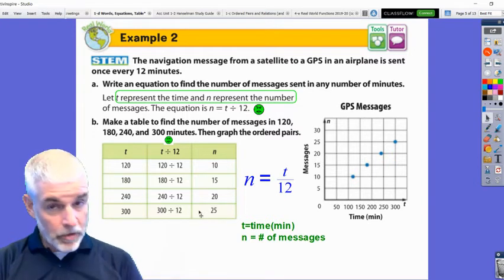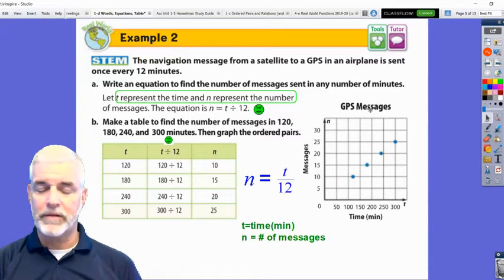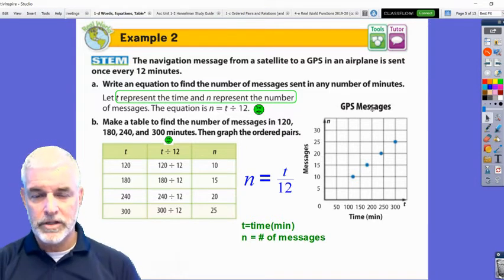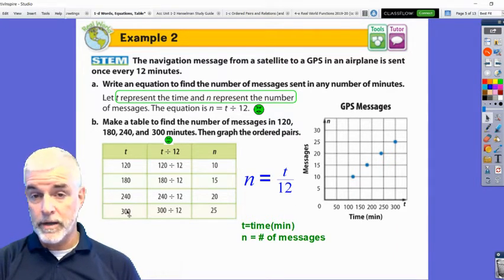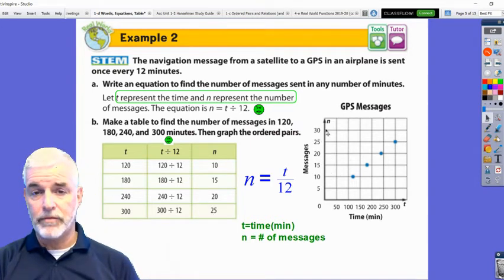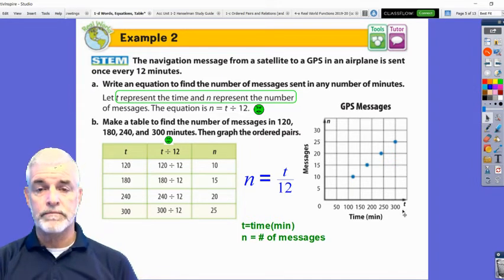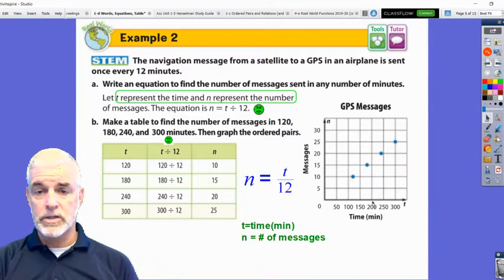So set up your graph again. Title, which they have a title on this one, so the book is very inconsistent with their title. No Mr. Yuck for the graph this time, because they have a title, GPS messages. They label both axes. They decided to use 50 on the x-axis because it has to go all the way up to 300, and the y values that go with it go up to 25, so they did 5 for every line. Very good scales here. Easy to read, easy to use, and then they graphed their points. 120 minutes, 10 messages, 180 minutes, 15 messages.